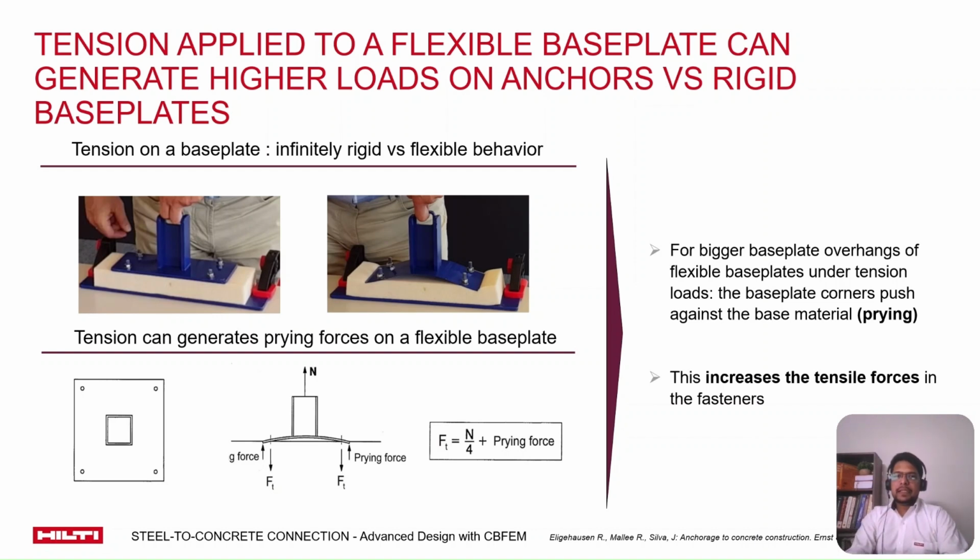First, we bring the example here of the tension loading. On the left hand side, what you see is the idealization of a rigid base plate. And on the right hand side is more of a flexible base plate. What you see here is that the rigid base plate shows no deformation. The tension load is distributed evenly on the anchors. But for the flexible base plate, the prying effects are visible, and the respective prying forces add up to the anchor tension load and must be absorbed by the anchors.